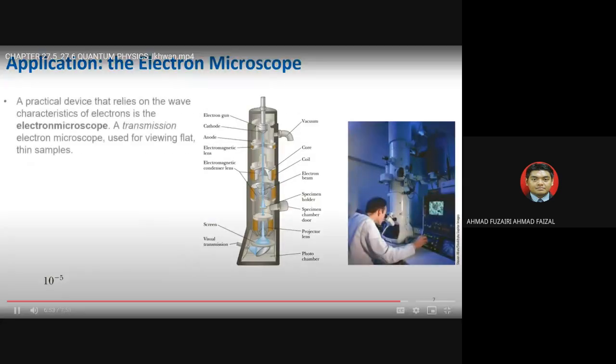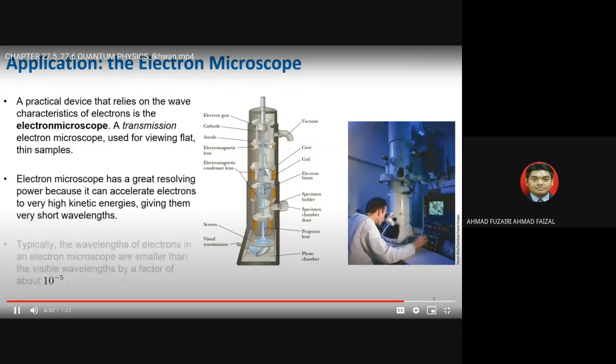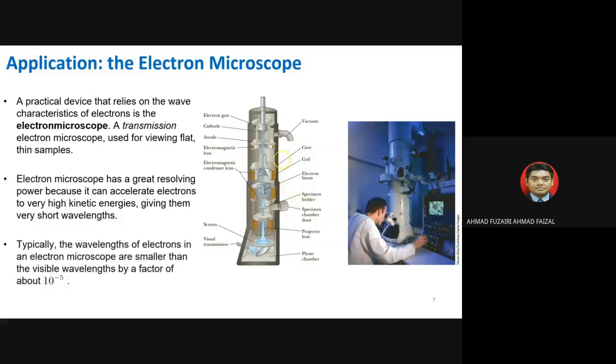This is the application of the Compton effect and the de Broglie wavelength. A practical device that relies on the wave characteristic of electrons is the electron microscope. This is the schematic of the electron microscope, a transmission electron microscope used for viewing flat and thin samples.